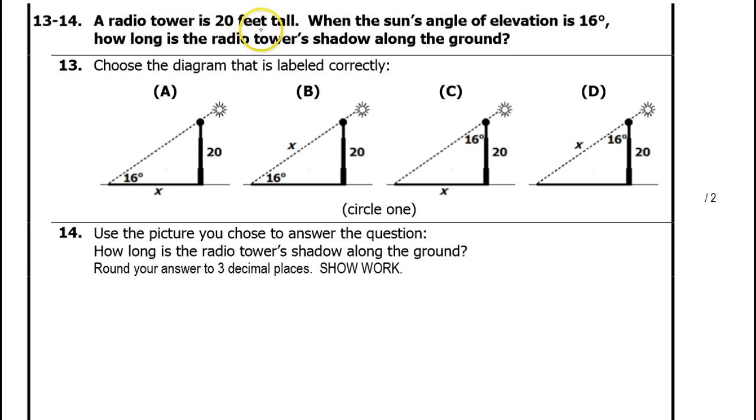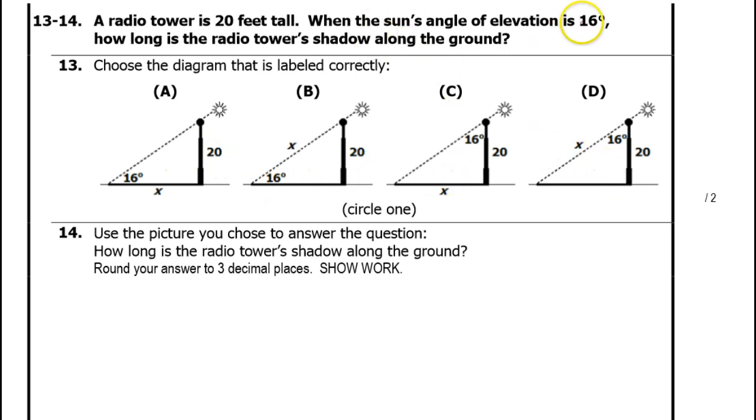A radio tower is 20 feet tall. When the sun's angle of elevation is 16 degrees, how long is the radio tower's shadow along the ground? Okay, so we've got this radio tower. First we're supposed to pick the diagram that was drawn correctly. They all have a 20-foot radio tower, so that's great.